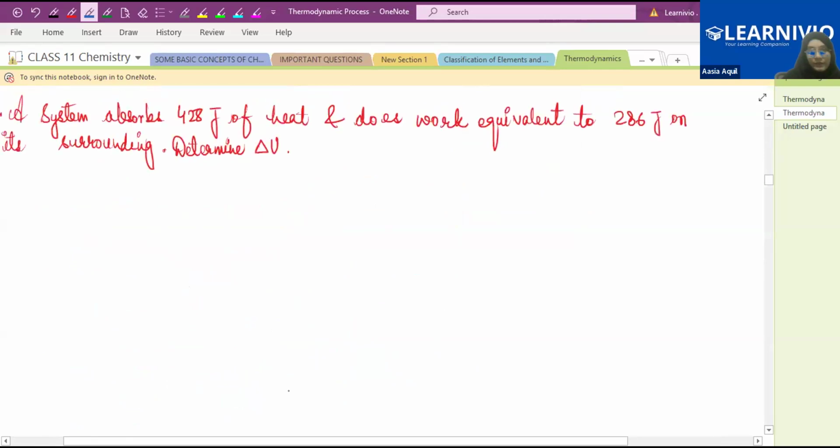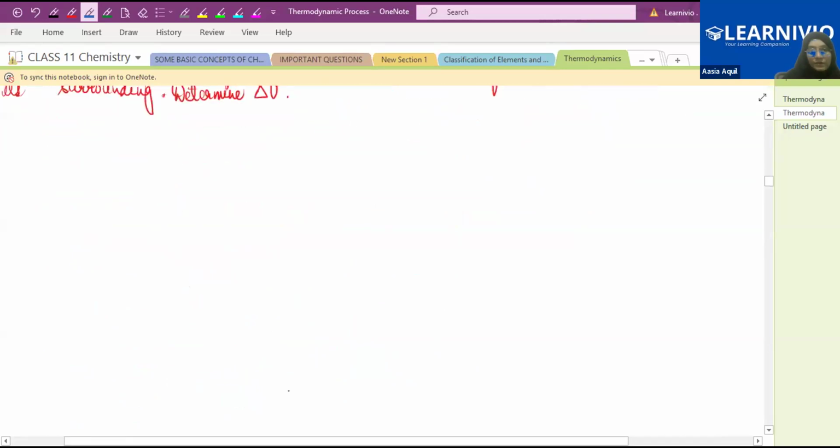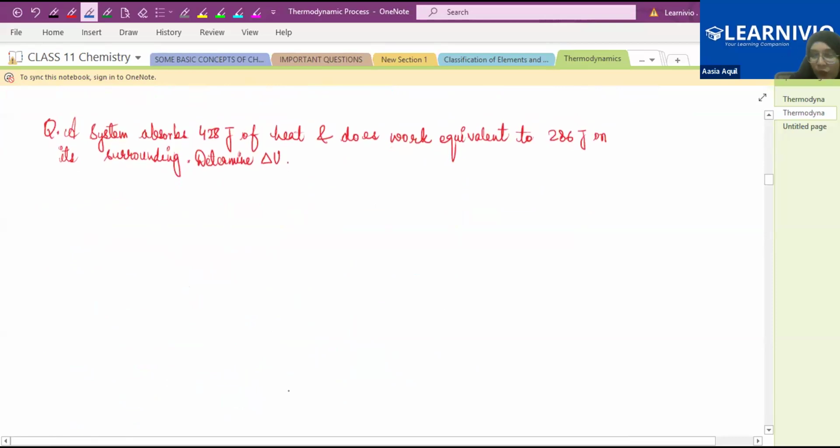Next question. A system absorbs 428 joule of heat and does work equivalent to 286 joule on its surrounding. Determine the value of delta U. Just quickly do that. It's very easy. System absorbs 428 joule of heat. So Q is equal to, the system is absorbing. So what is the value of heat? Positive, right? If it is absorbing, it will be plus 428 joule.